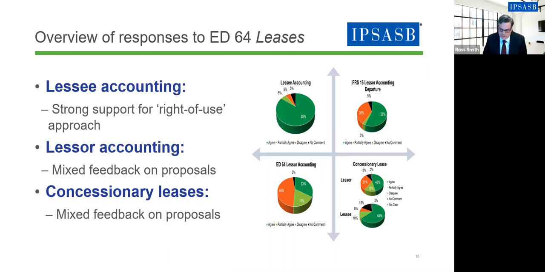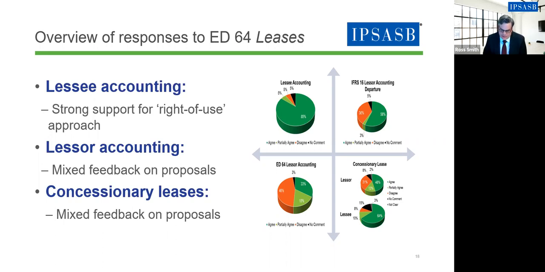From the perspective of the feedback, there was a lot of strong support for the right of use approach from the lessee perspective, with constituents noting that that really did deal with the problem that I've highlighted on the last couple of slides of off-balance sheet financing. But from a lessor perspective, there was a lot of mixed feedback, and a lot of respondents highlighted that from their perspective, the accounting wasn't really broken in the same way it was for lessee accounting. They weren't convinced of the need to move away from the risk and rewards model to the right of use model that we'd proposed in ED64.